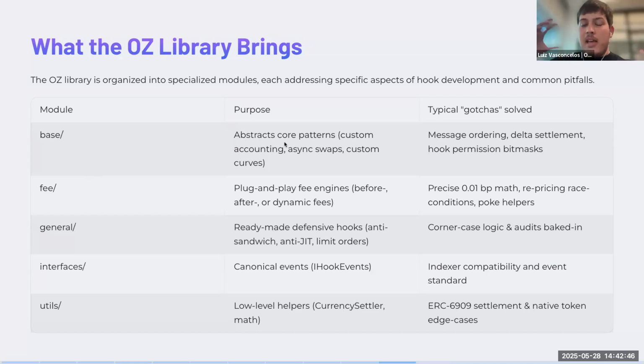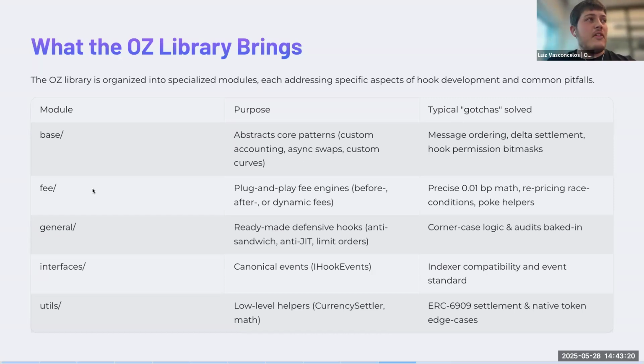So we have the base hook, which is the real base. We have also the custom accounting, custom curves, like base stuff that anyone can inherit from. This module solves some delta settlements, some hook permissions, because you need to have a function to get the permissions of that hook. So basically, the base ones are more for this standard at the beginning.